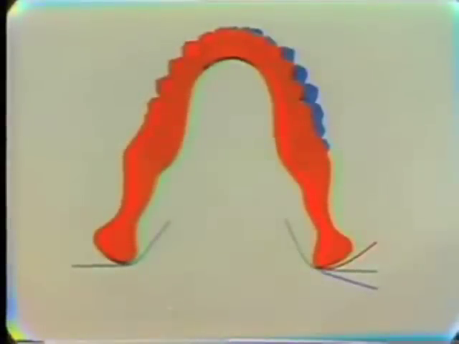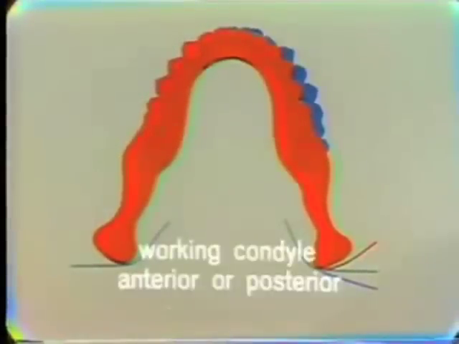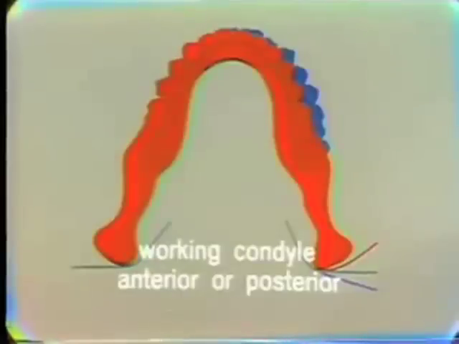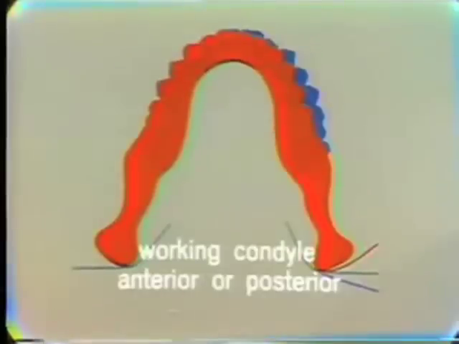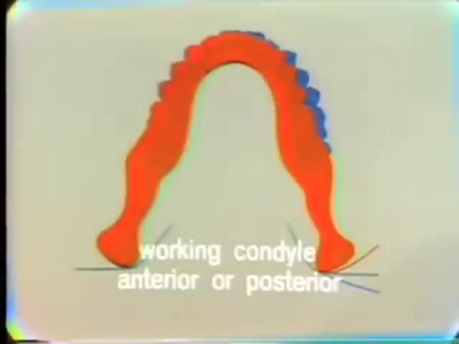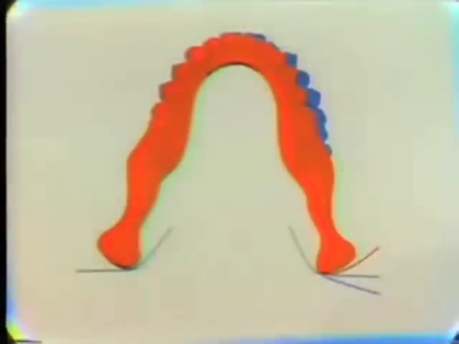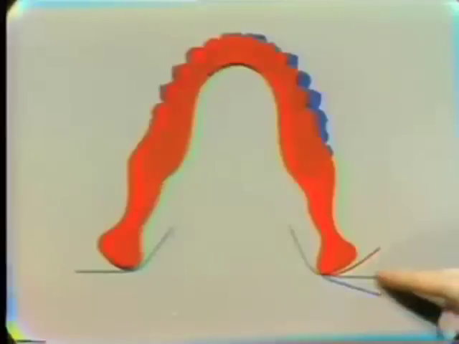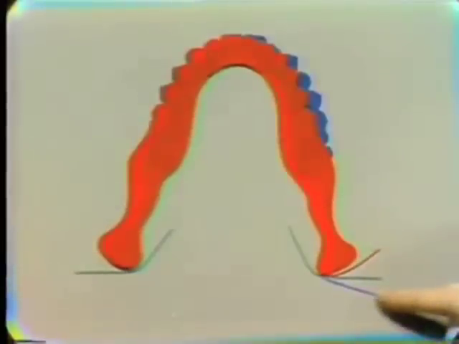The working condyle movement in the horizontal plane has an effect on the ridge and groove direction and also on the lingual surfaces of the anterior teeth. The working condyle can not only rotate, but it can move laterally, and it can move straight laterally, laterally and forward, or laterally and back, as is represented by these three colored lines here.